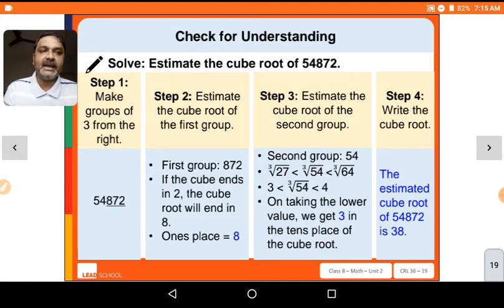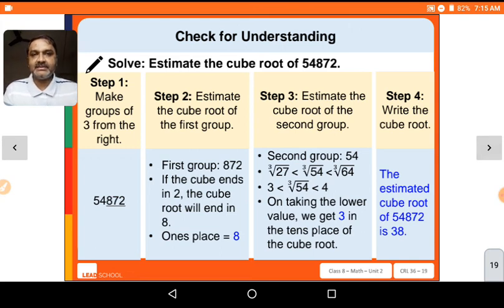Then after we go for step number 4, the estimated cube root of 54872 is 38. So this is your estimation. This is your example number 2. You can also write down this in your book and you have to send it as today's homework.